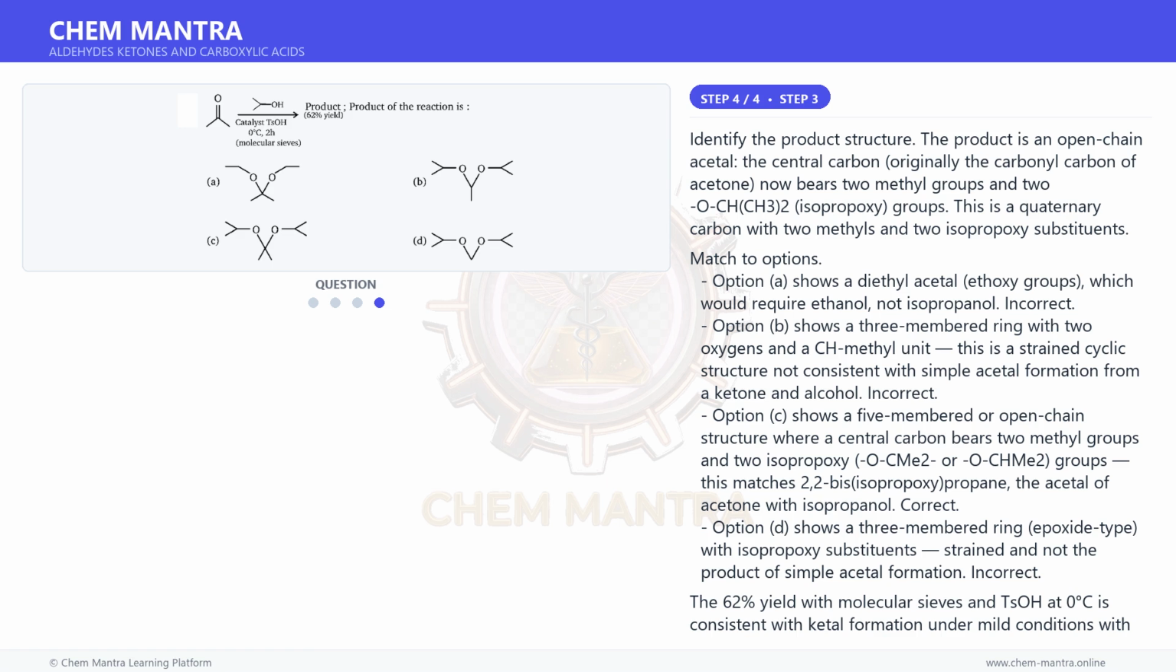Match to options. Option A shows a diethyl acetal, ethoxy groups, which would require ethanol, not isopropanol. Incorrect. Option B shows a three-membered ring with two oxygens and a CH-methyl unit. This is a strained cyclic structure not consistent with simple acetal formation from a ketone and alcohol.